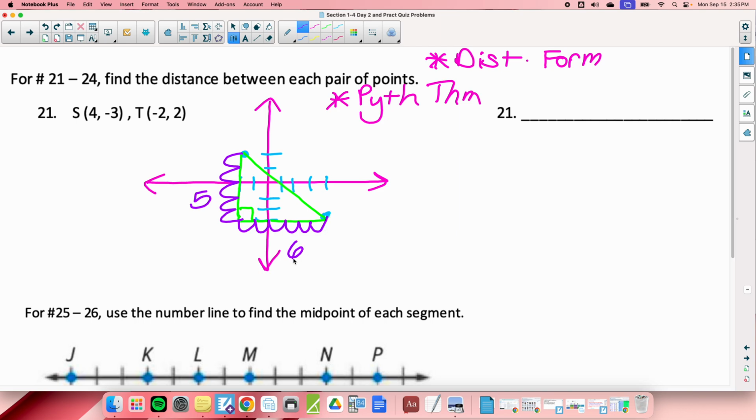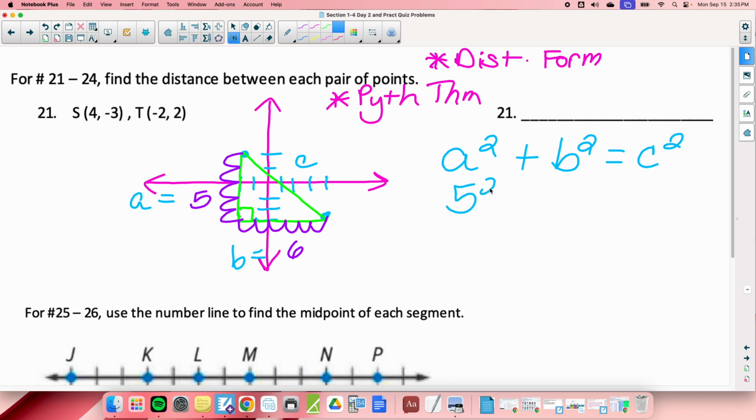Now, do you guys remember what the formula for Pythagorean theorem was? Very good. A squared plus B squared equals C squared. So A and B don't matter. We're always finding C. So this is A, this is B. A is 5 squared, B is 6 squared, and C is what I'm looking for.